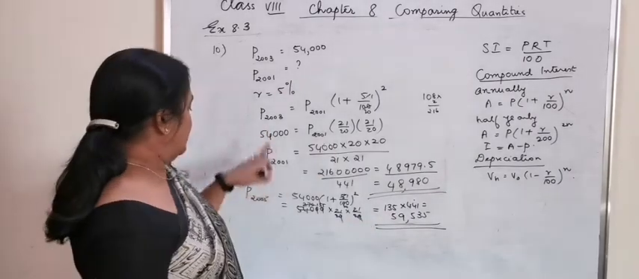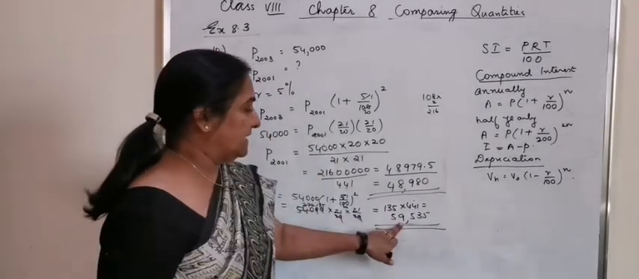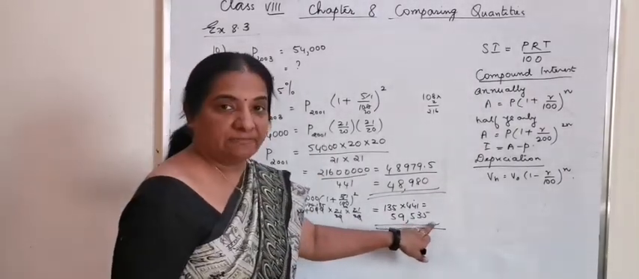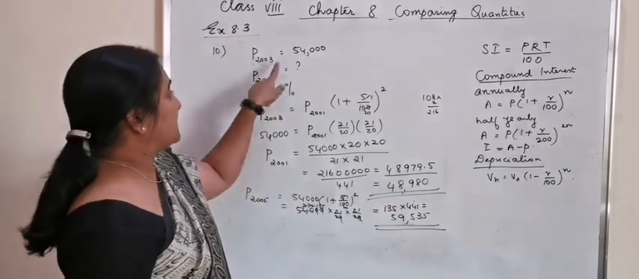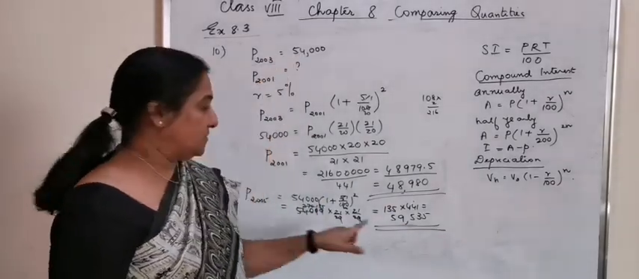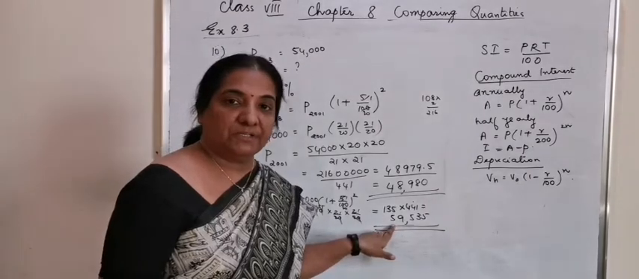The population in 2005 will be 59,535. It's an increase by 5% than 2003. That is why the increased number is shown here.